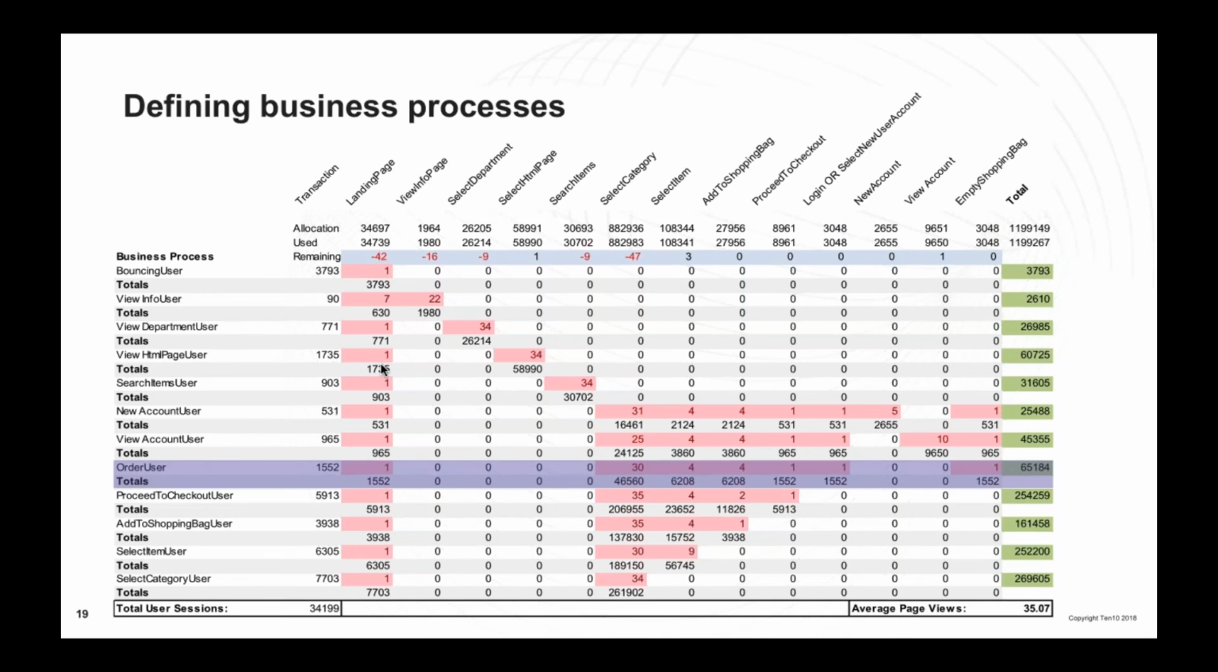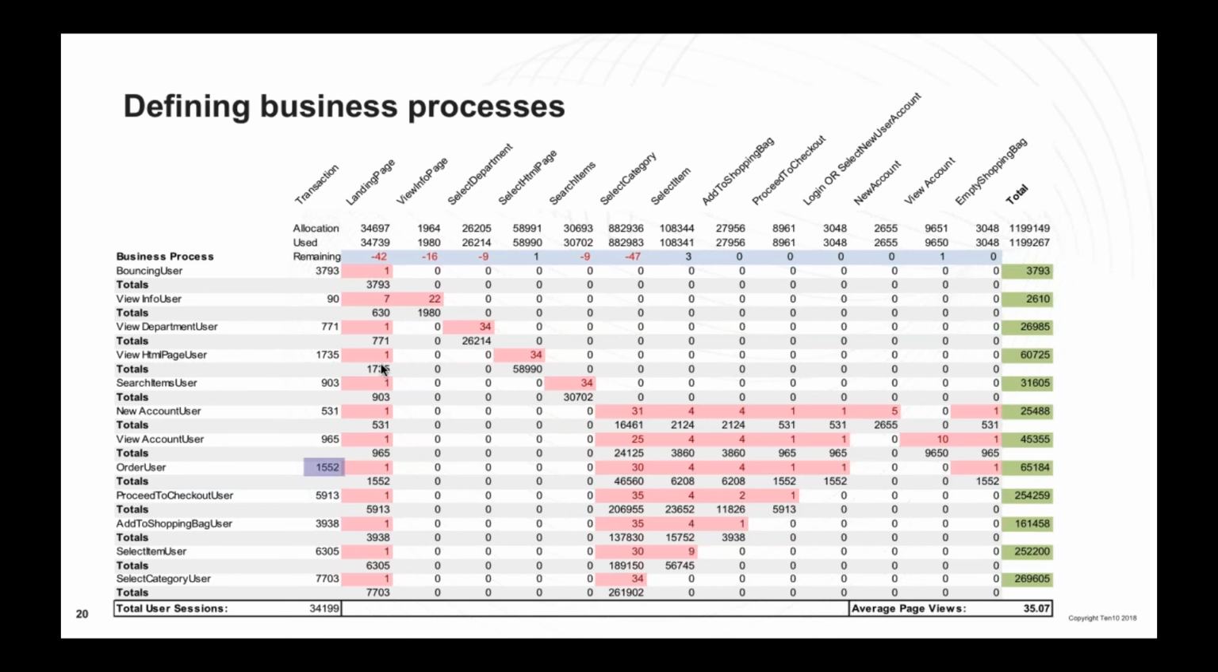So if we just consider a particular user journey, in this case, order user. Every time order user runs, it executes a landing page transaction once, select category 30 times, select item 4 times, add to shopping basket 4 times, proceed to checkout once, log in or select new account once, and empty shopping bag once. The numbers to the left of the journey name here show the total number of times that we execute that user journey in an hour.